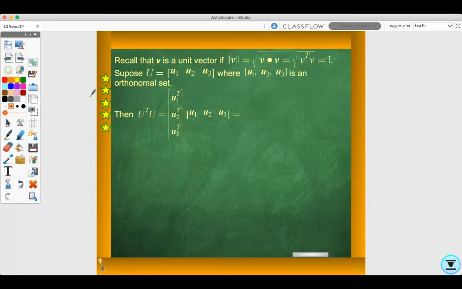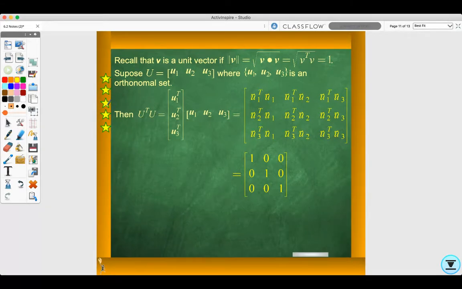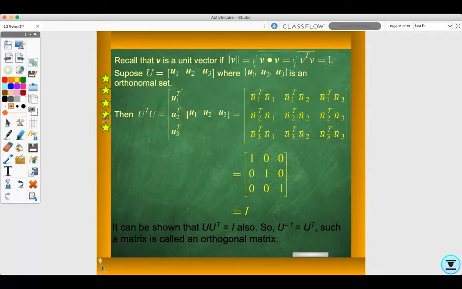Suppose that U is the matrix with columns u1, u2, u3, where u1, u2, u3 is an orthonormal set. Then U transpose U would equal this, and then that would equal the identity matrix. And it can be shown that U U transpose equals I. Also, U inverse equals U transpose. Such a matrix is called an orthogonal matrix.